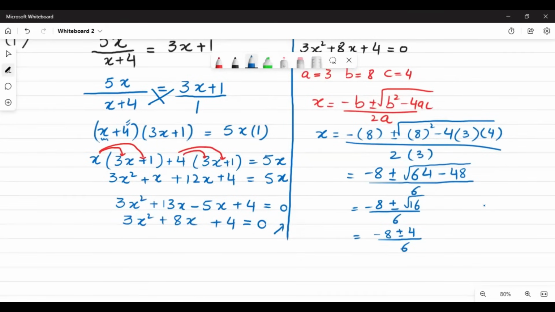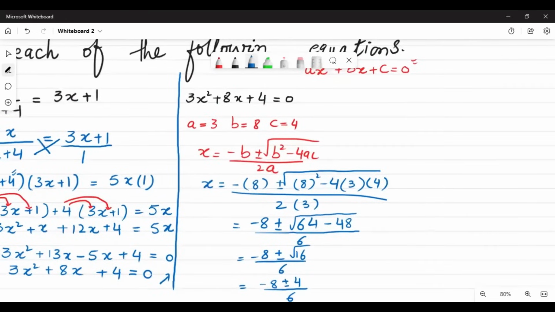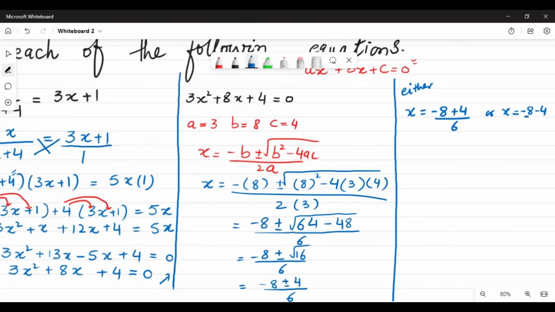divided by 6. After the plus minus sign, because here we have plus and minus, you can write that either x is equal to minus 8 plus 4 over 6, or x is equal to minus 8 minus 4 over 6. From the first value, we get minus 4 over 6. After simplifying, we get the x value minus 2 by 3. This is our first answer.